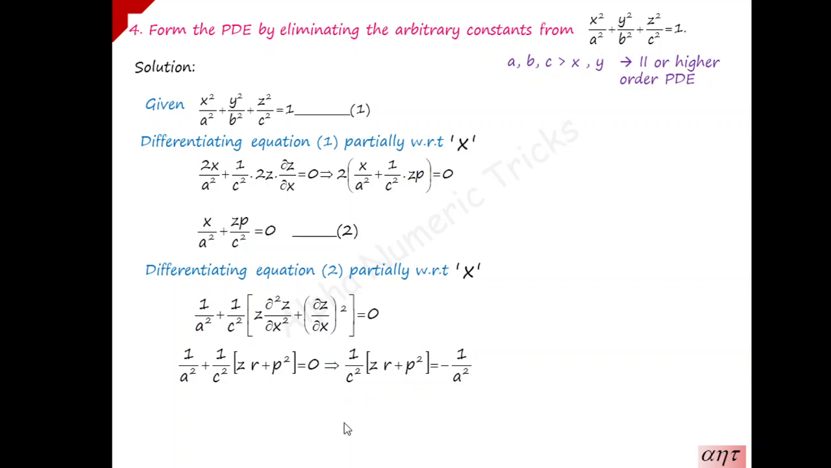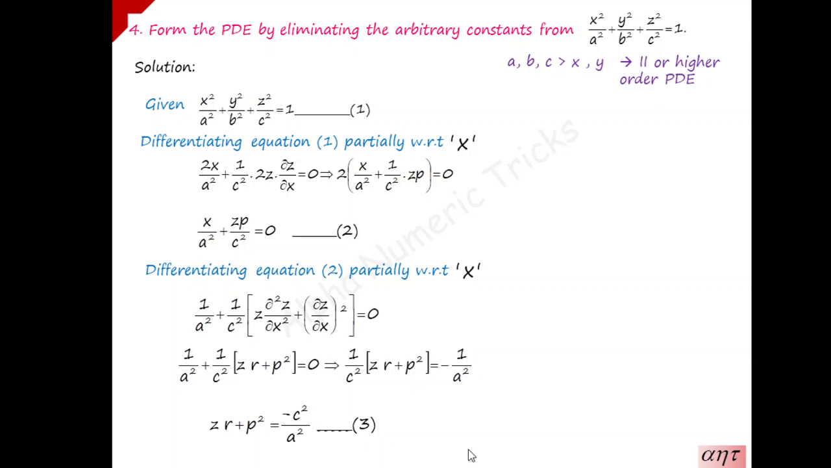Here you have to rewrite this equation, keeping constant terms on one side and variables on the other side. That is, zr plus p squared into minus c squared by a squared, because c squared is taken to the numerator of the right hand side. So you have zr plus p squared is equal to minus c squared by a squared. Number that equation as 3.